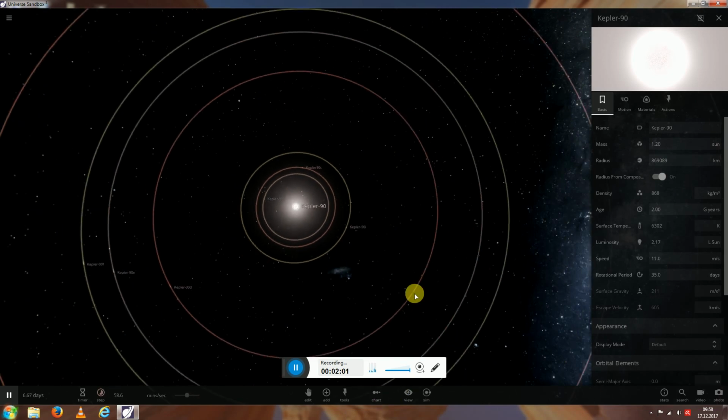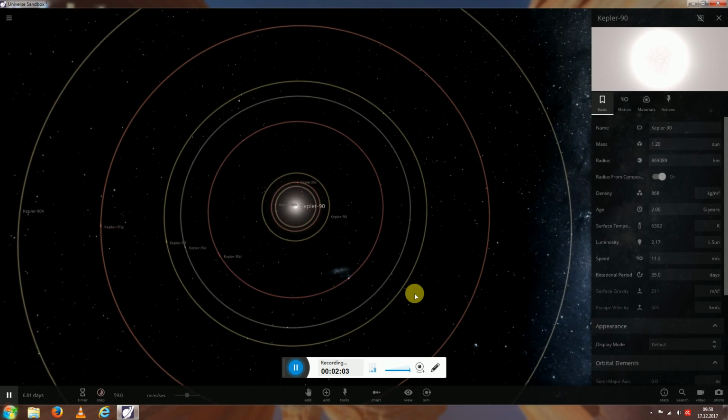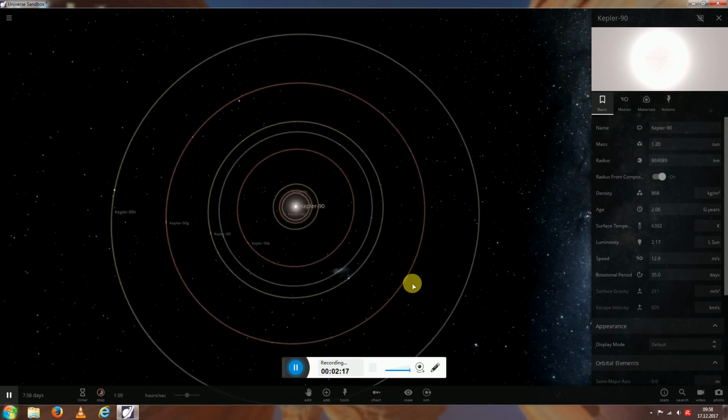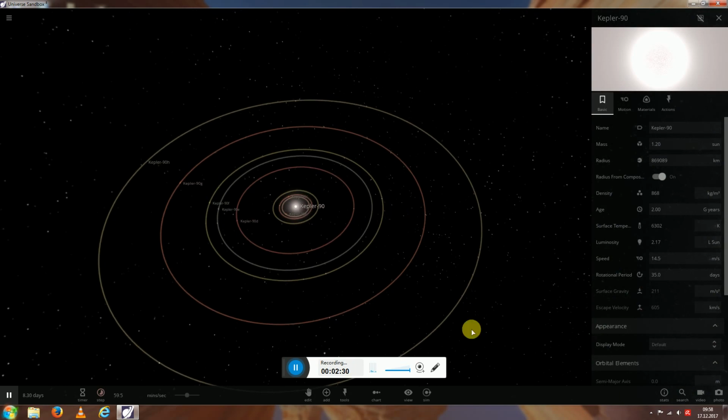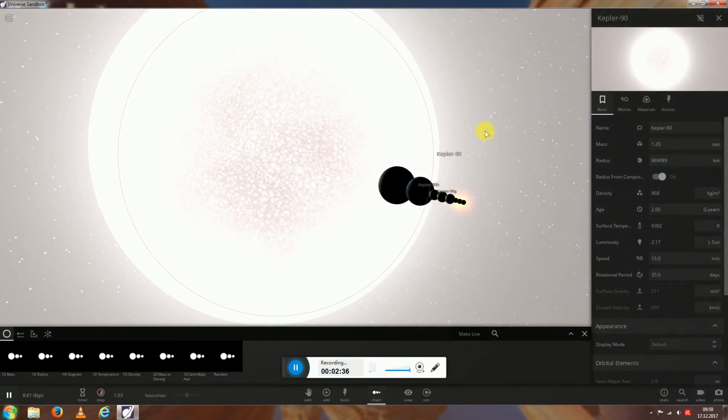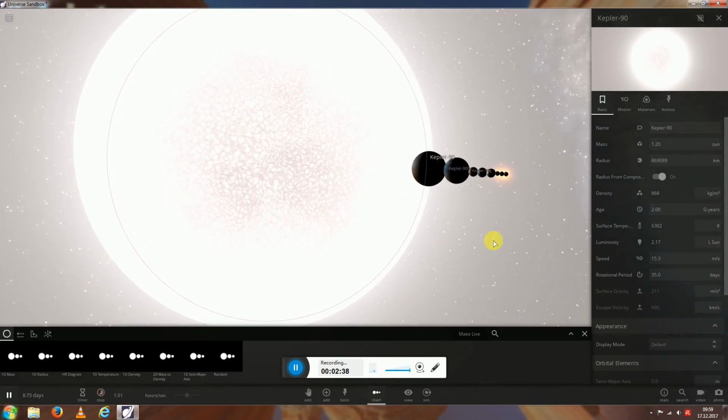Not sure if you guys got that, but Kepler 90, besides our own solar system, is the second one to have 8 planets, a lot like ours. And I created this system from the information that I got so far. So let me just go on chart here, then we can see the star and the planets a bit better.